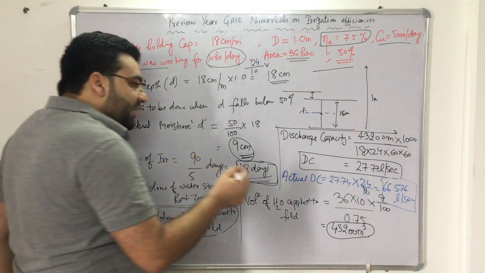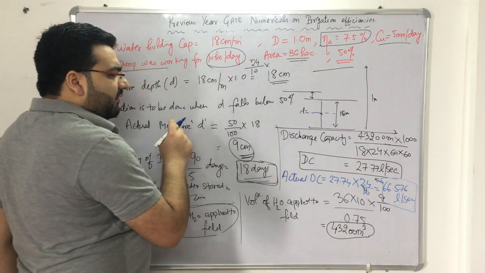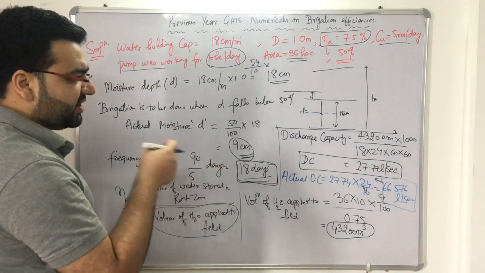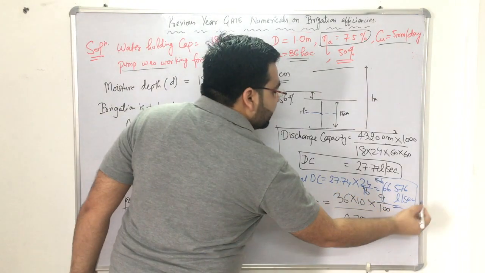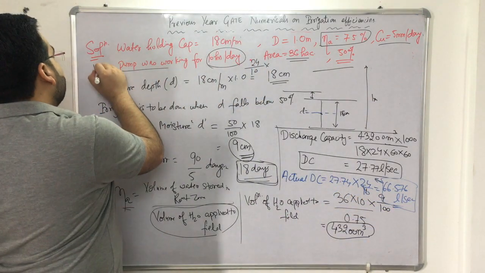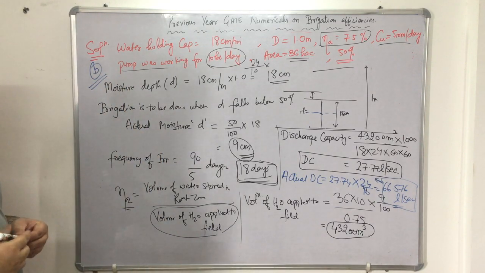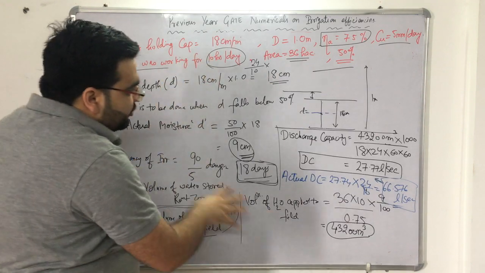Clear? So I hope that you have understood this numerical. The option was, I guess, option 2, right? Option 1 was 80 point something, option 2 was 60 point something. So this is the correct answer, that is 66.576. Option B is the correct answer, right? So option B is the most appropriate answer. Clear? So I hope that you have understood this numerical.